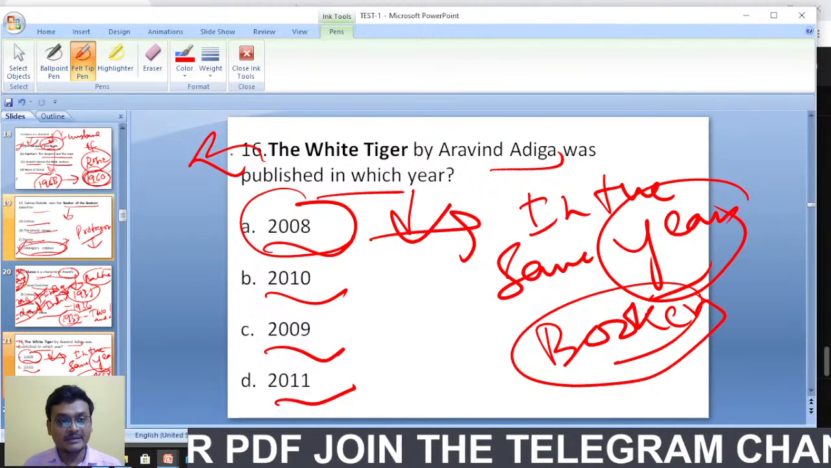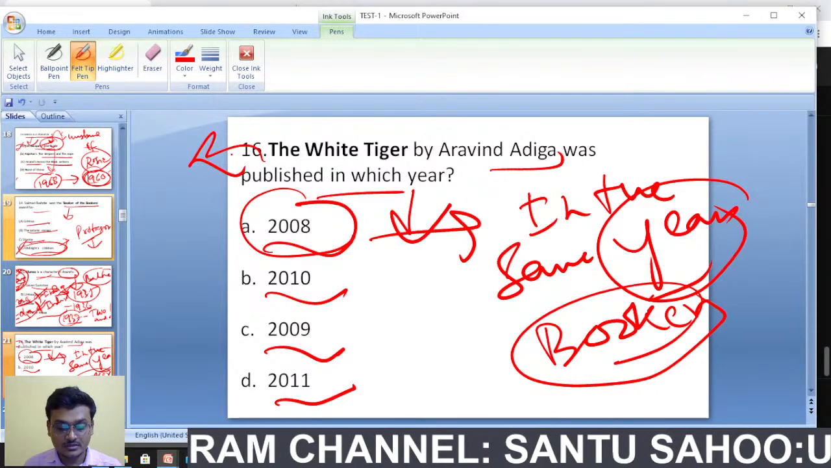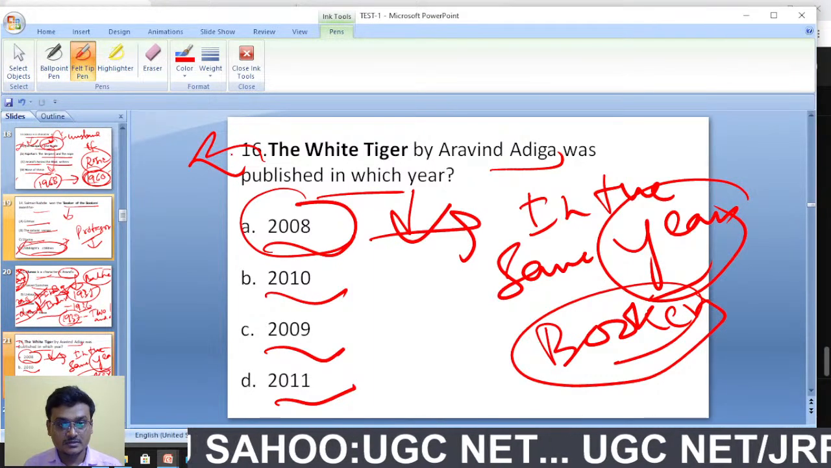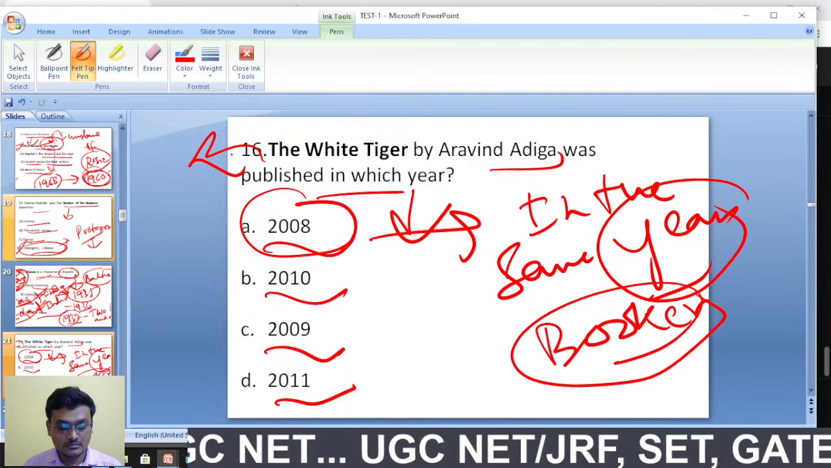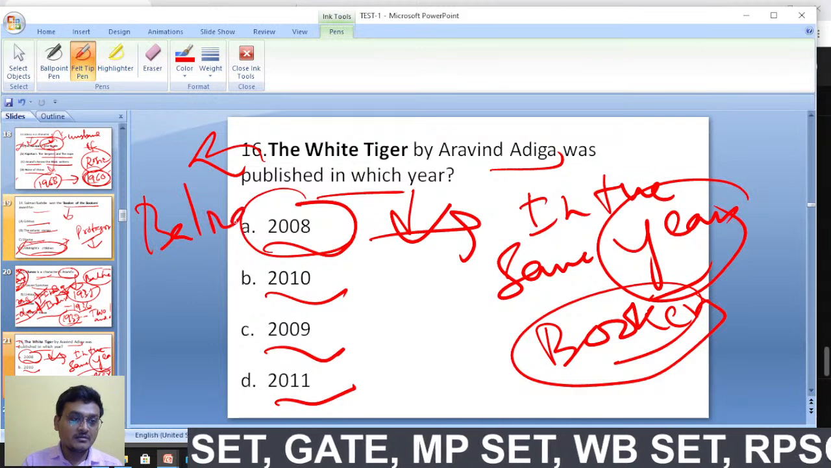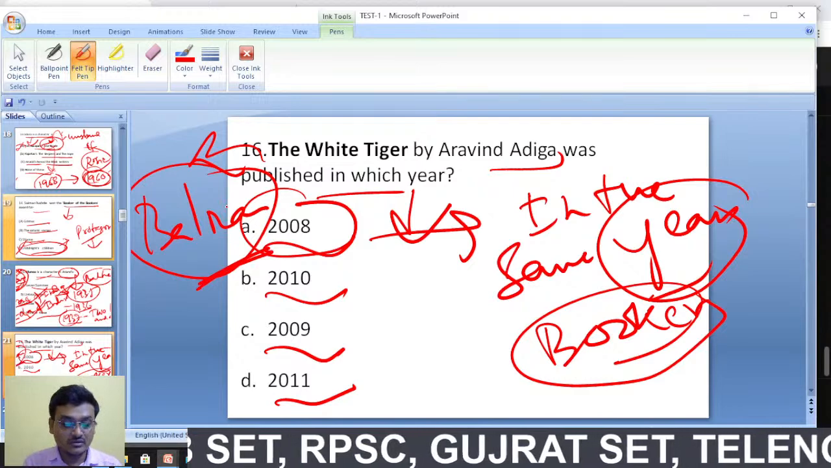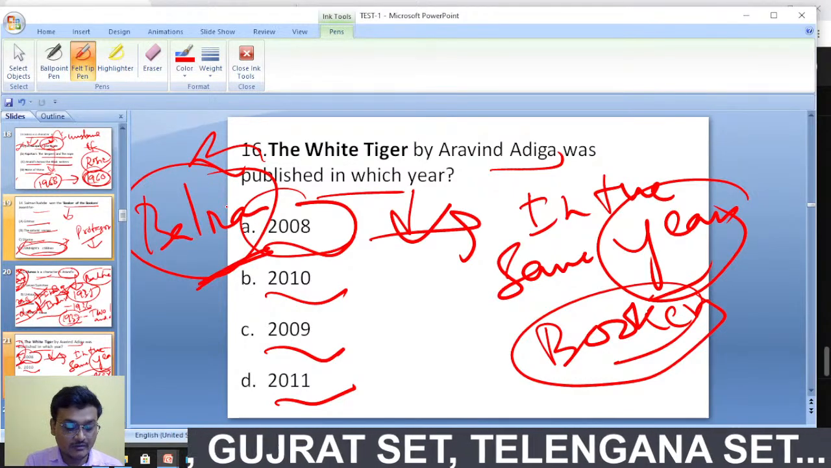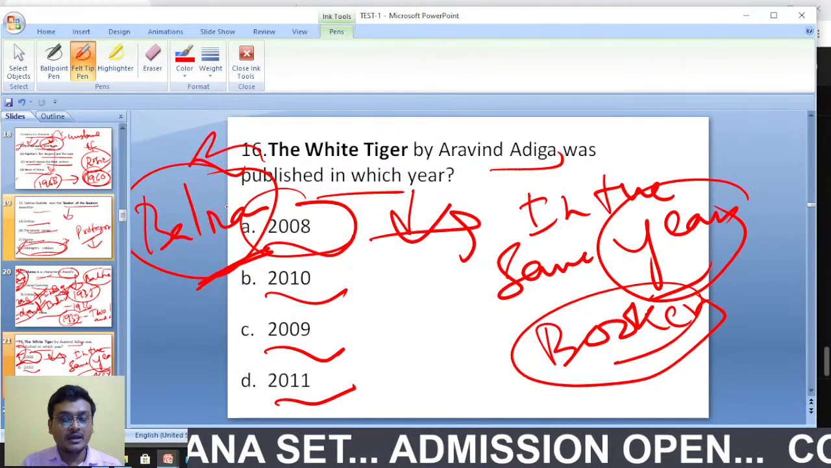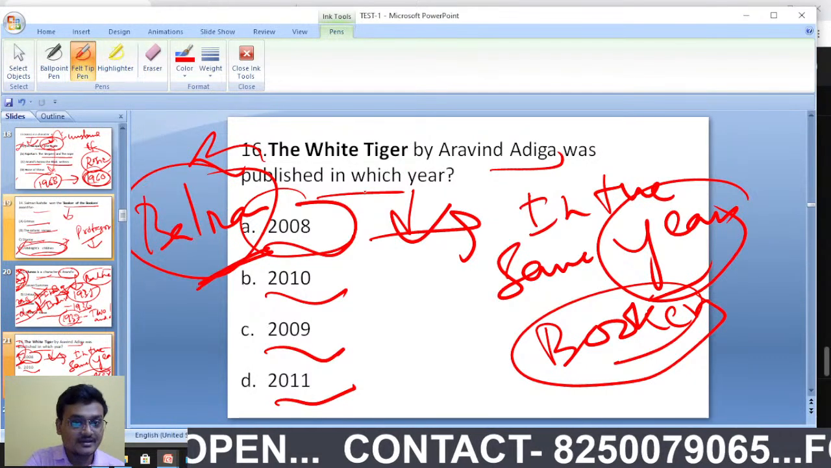Who is the main protagonist of The White Tiger? Who is the White Tiger here? The titular character? Exactly. Balram Halwai is the protagonist. Halwai means a mithai maker, a sweet maker. Balram, B-A-L-R-A-M Halwai, H-A-L-W-A-I. Balram Halwai is the protagonist of The White Tiger. Excellent, Balram Halwai.